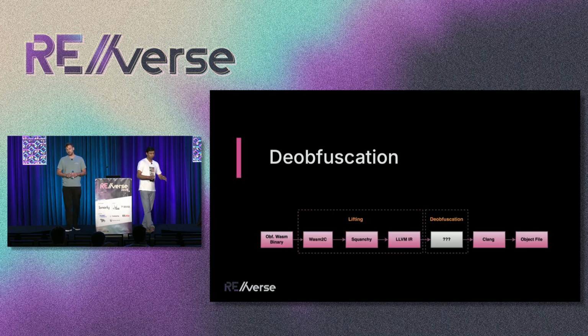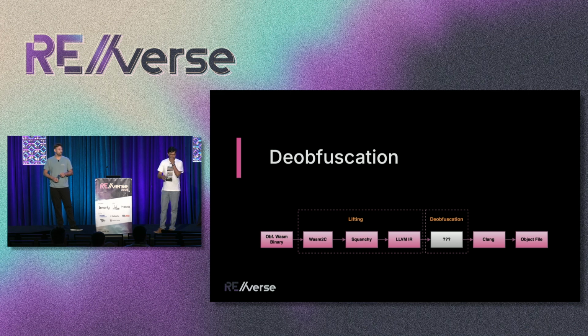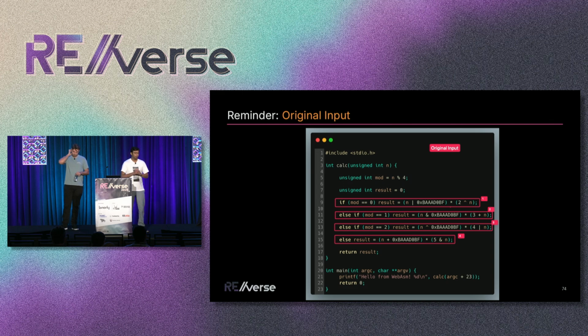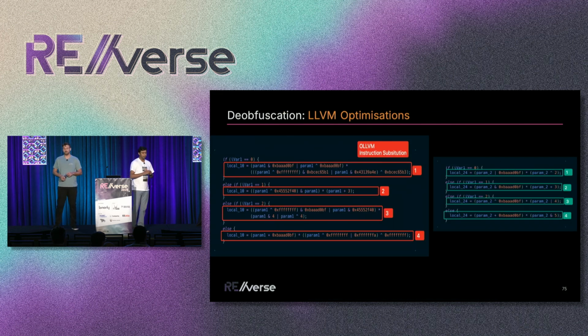OK, so now we have a very good understanding of what's really going on and what we are doing. Let's apply it to the real world. So we'll try applying all this knowledge we gained on real world examples. Just a reminder, this was the original input we took. We need to focus on the four expressions and just look at the size of them. So now this is OLLVM.